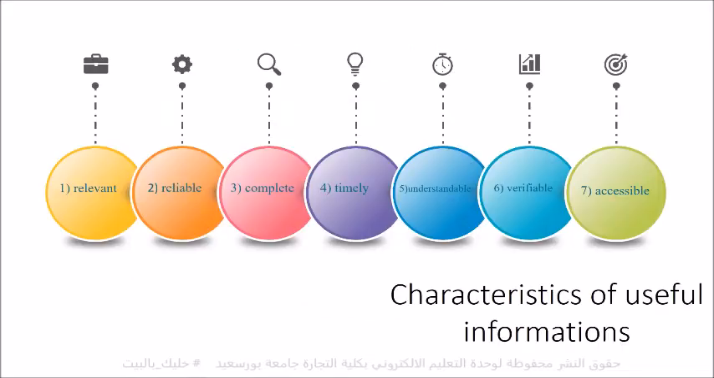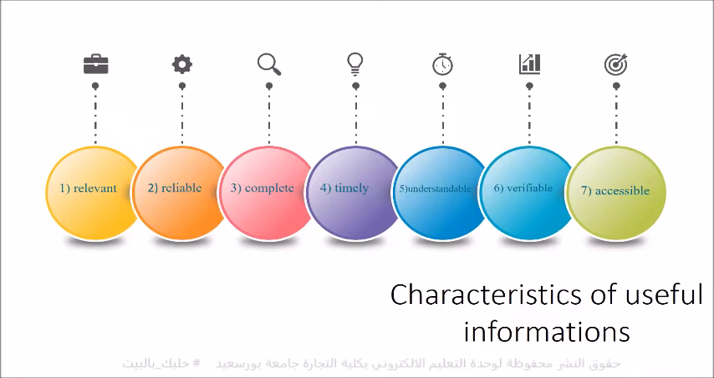Now let's illustrate characteristics of useful information. The first characteristic is relevant. Information is relevant if it reduces uncertainty, improves decision making, and makes the prediction more accurate. Second, reliable. Information is reliable when it's free from error or bias and accurately represents the events or activities of the organization.